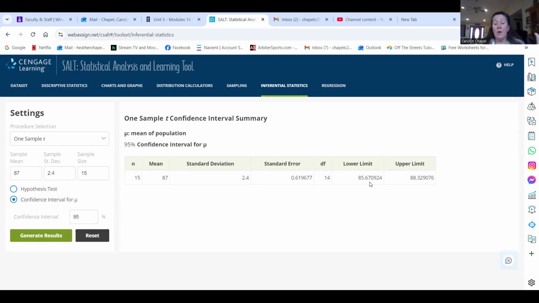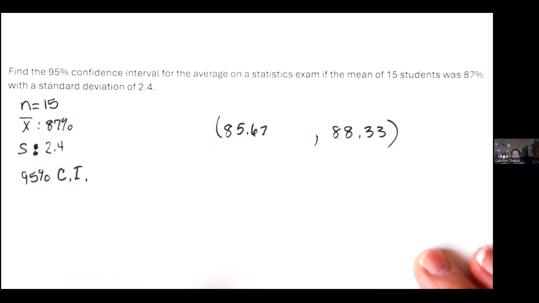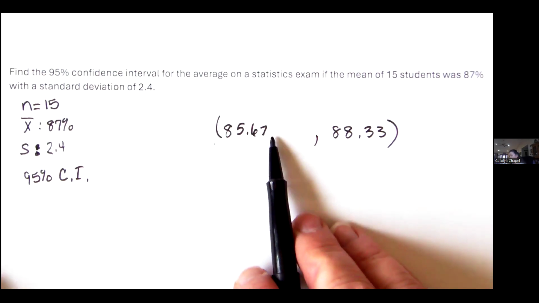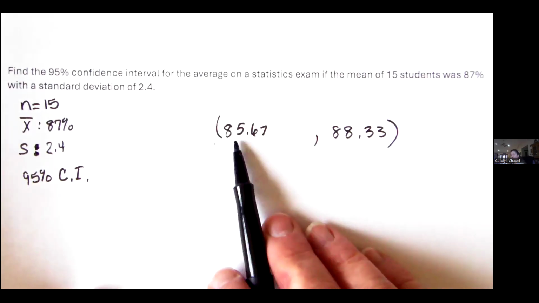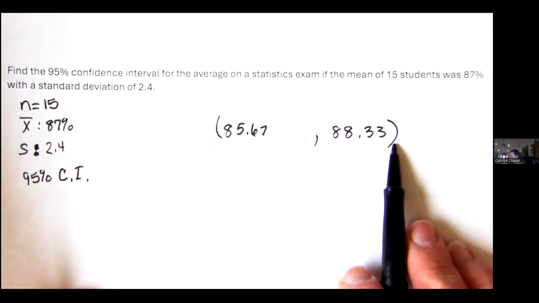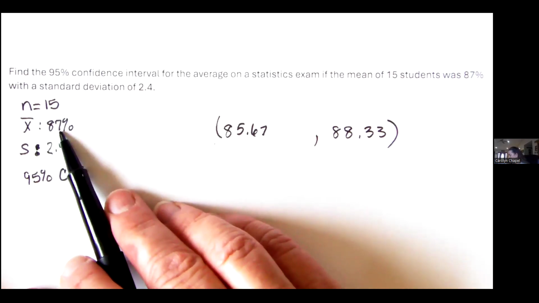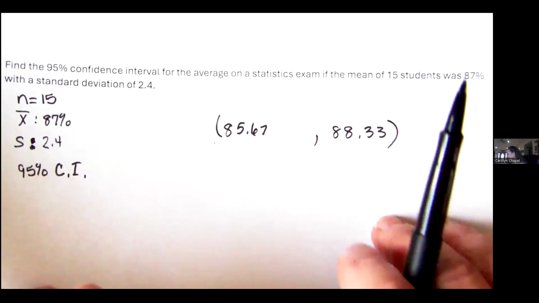Yes, you could put all the digits in depending on whoever you're doing this for asks for. So choose whatever amount of digits you need. If you're doing it for homework, pick the number of digits they want. If you're doing it for a report of some sort, choose whatever feels more comfortable. Okay, so I just did 2 decimals, mostly because there was a nice 0 or something in there. So 85.67 was my lower limit, 88.33 was my upper limit. And when they did generate the results, I did double check my N, my mean, and my standard deviation.